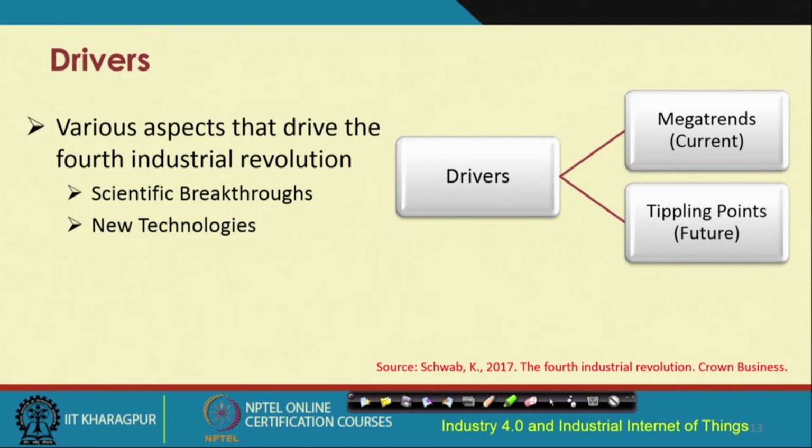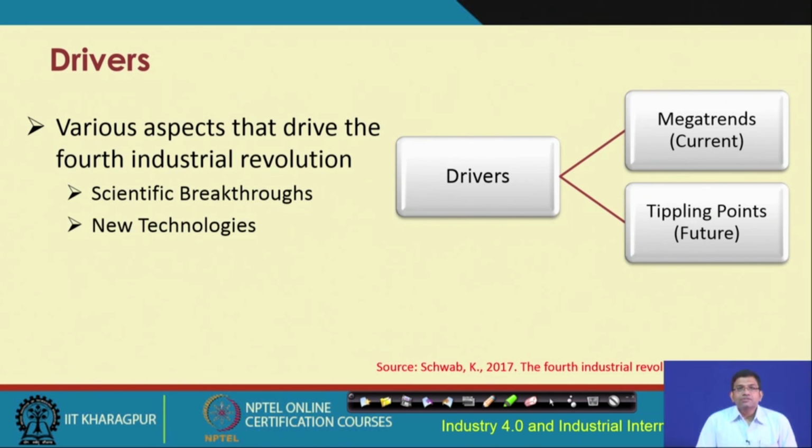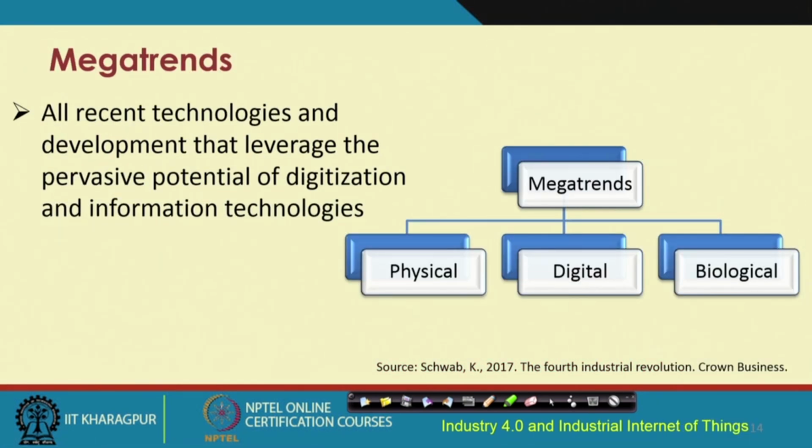So, there are different drivers. These drivers are basically driving this change in terms of scientific breakthroughs that are happening, introduction of newer technologies, current transformation in terms of changes in the mega trends, future transformation, the tipping points, everything happening at present with the introduction of all of these technologies. These mega trends are due to the introduction of recent technologies and leveraging the pervasive potential of digitization and information technologies. So, trends in terms of physical transformation of manufacturing machinery, digital transformation in terms of the introduction of IT, biological transformation through the introduction of biotechnological systems, all of these are newer mega trends.